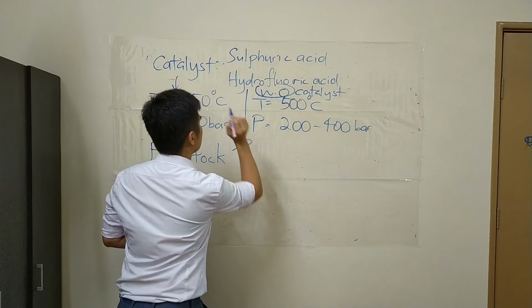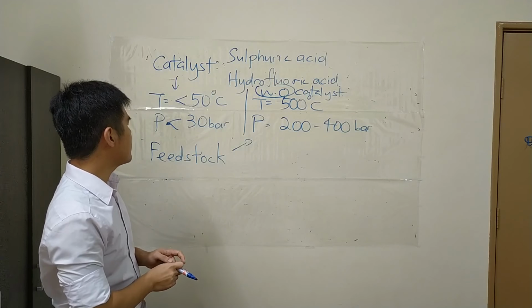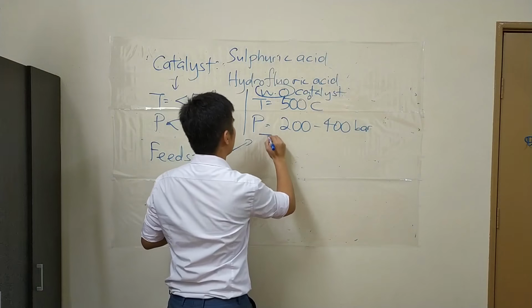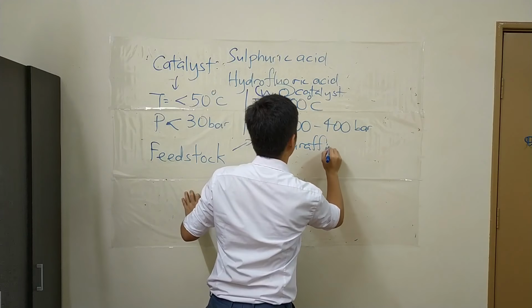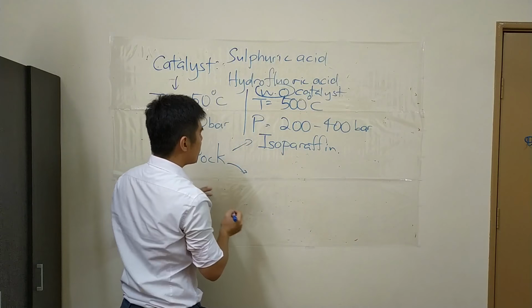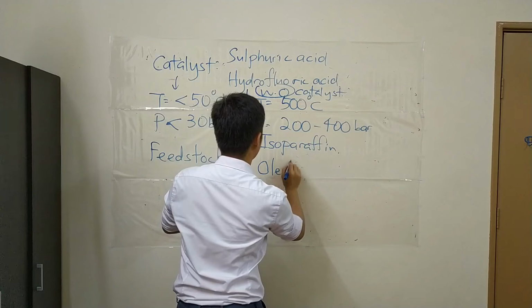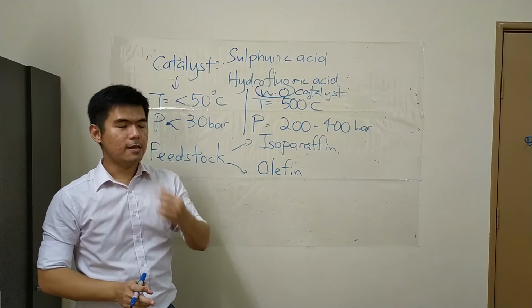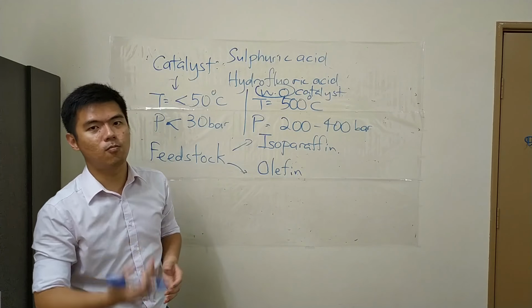process. For your information, we have two different feeds that are going to be the raw materials for this alkylation process. We need to have isoparaffin. Secondly, we need to have olefin. In these alkylations, the isoparaffin that we use is usually isobutane.